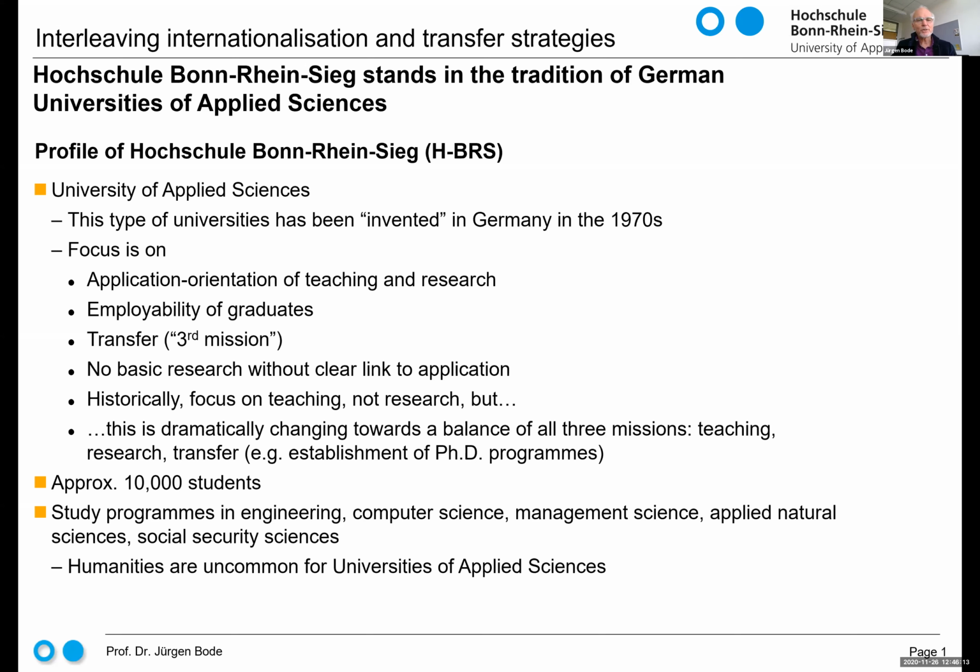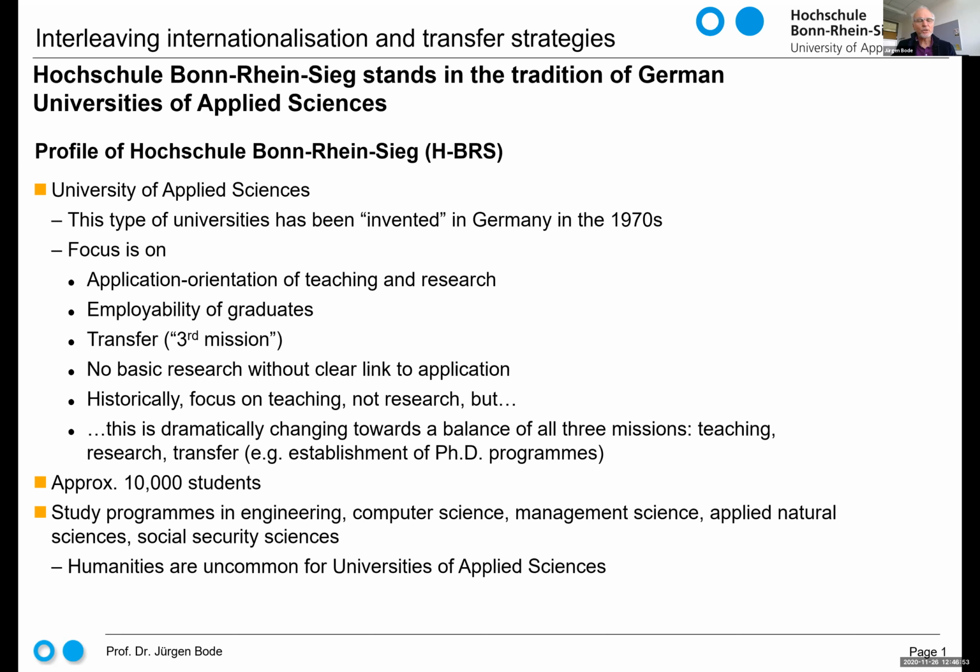We don't do basic research. We only do research with clear links to applications. And historically, and I'm talking about the 1900s, maybe until the year 2000, the focus of our type of universities was on teaching and not so much on research. But this is dramatically changing now, as more and more stakeholders in society and in politics understand that universities of applied sciences also need a balance of all three missions: teaching, research, and transfer.